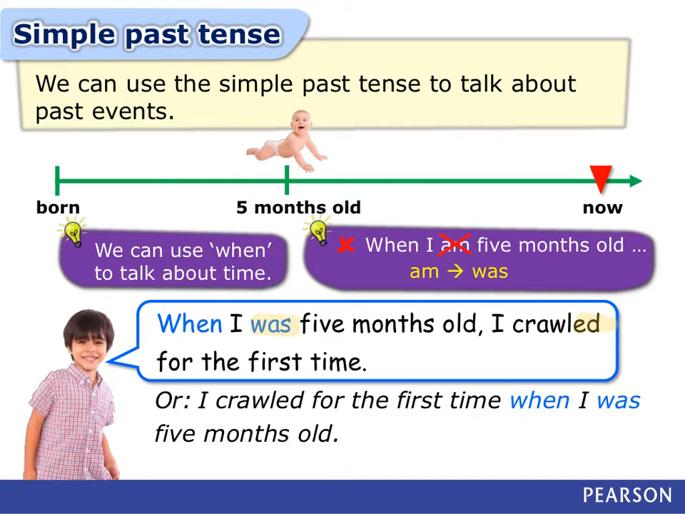And we can also swap the first half and the second half of this sentence. You can say, I crawled for the first time when I was 5 months old. Notice that if you write it this way, then we don't need the comma anymore because the word when already connects the first and the second sentence. Just like because, but if you put when in the front, make sure you put a comma before you write the second half of the sentence.